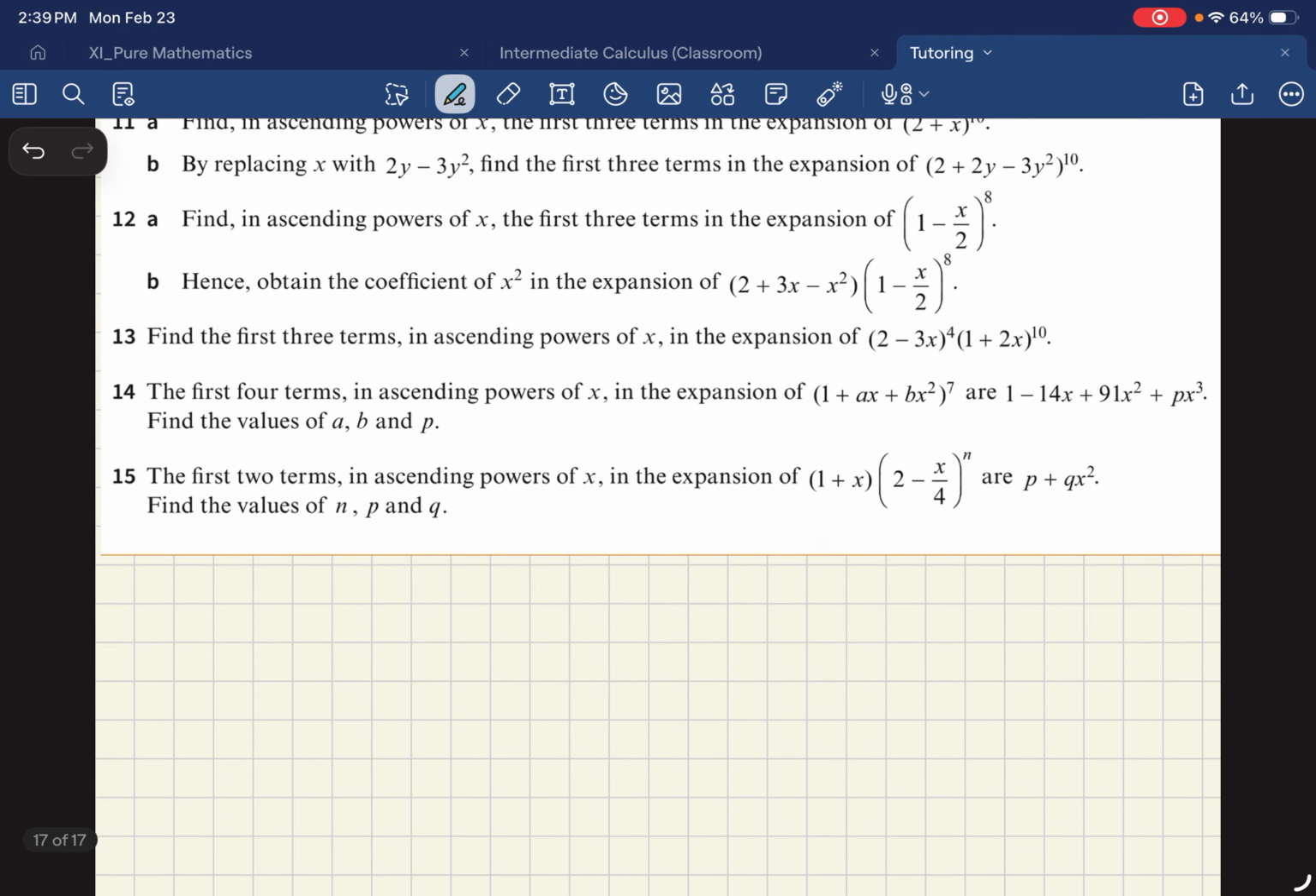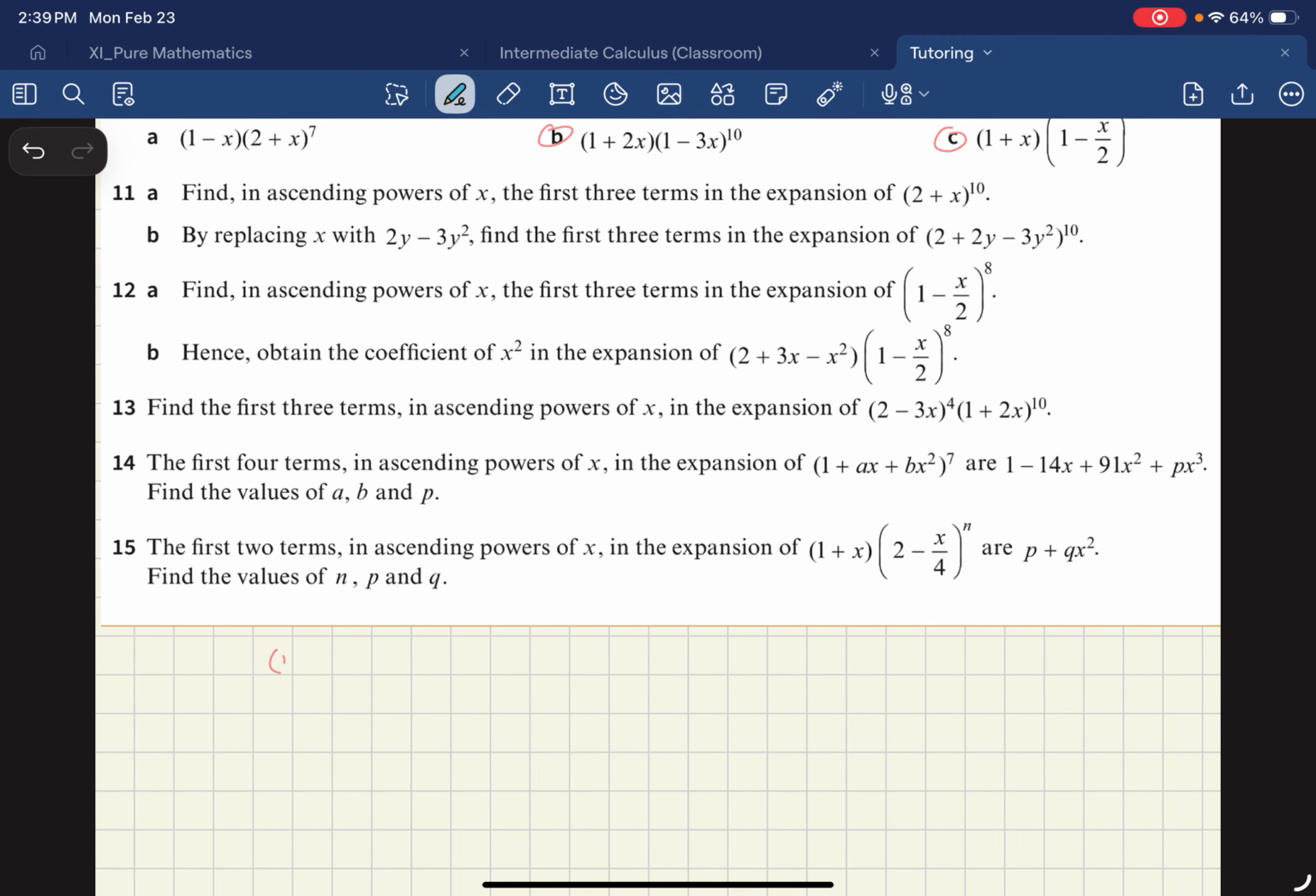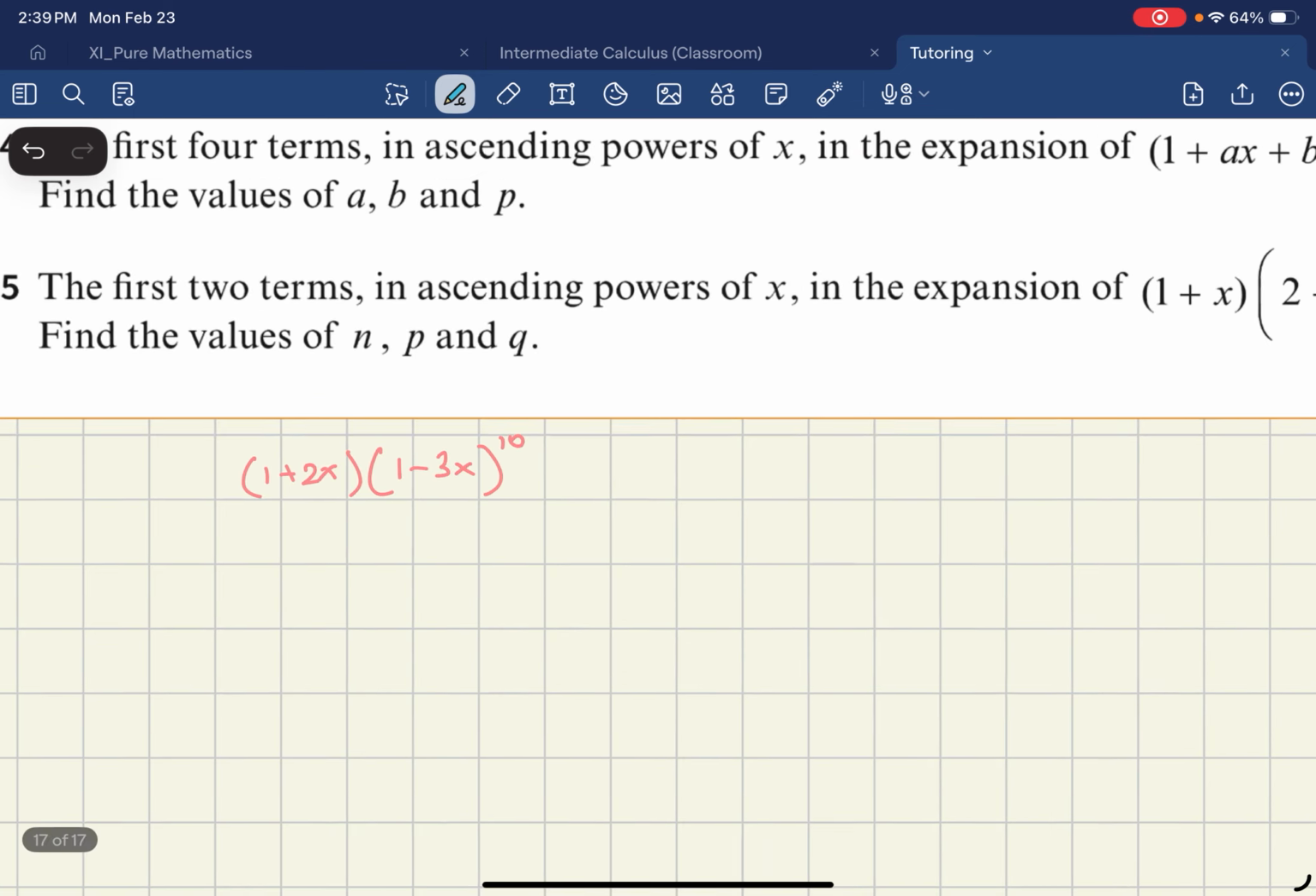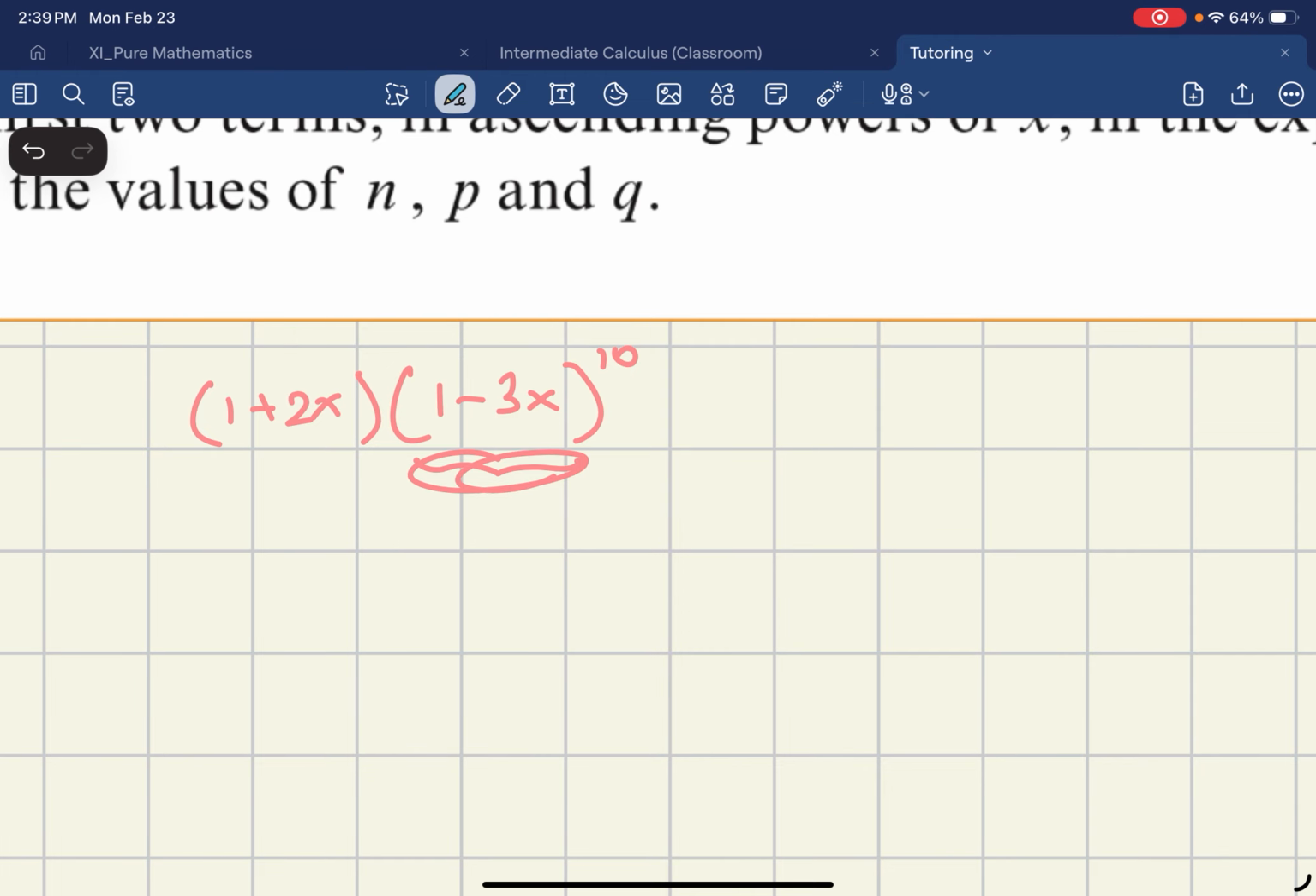So b gives me 1 plus 2x, and I have 1 minus 3x to the power 10. So we can use the binomial theorem to expand the second term. So I have 1 plus 2x, and I'm not going to do the whole expansion. I'm going to stop when I feel it's appropriate. So I have 10C0. This is another way to write 10, 0.